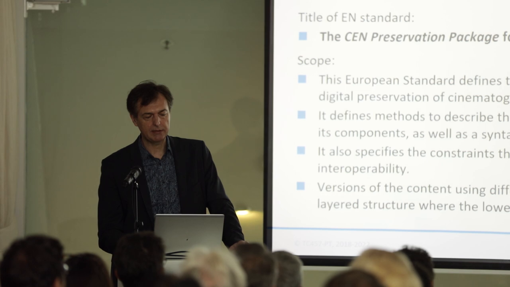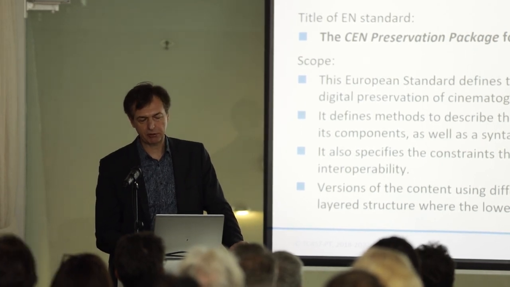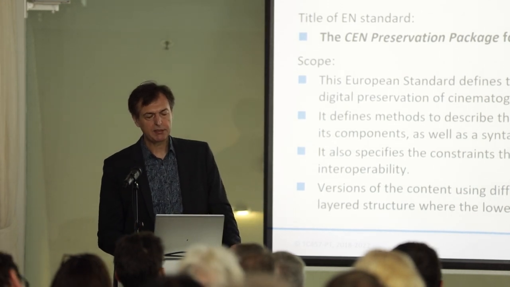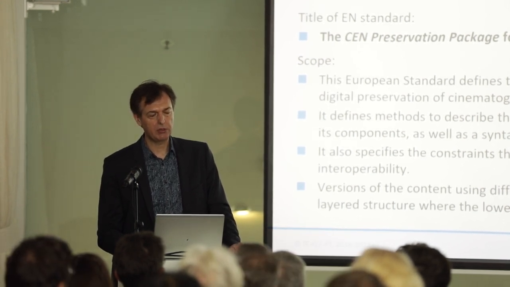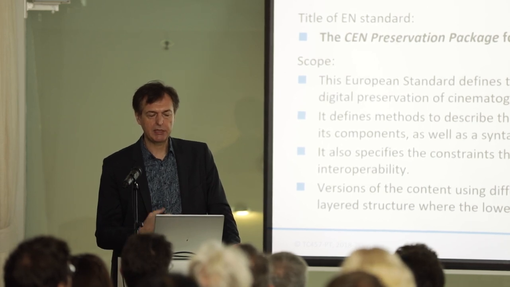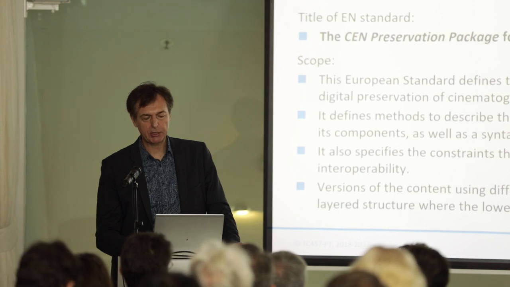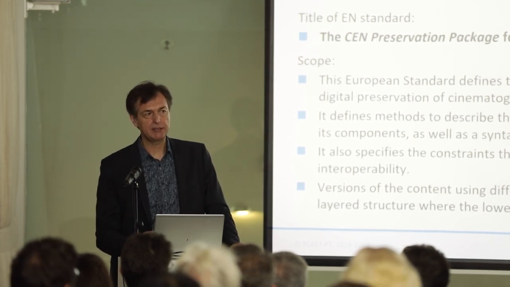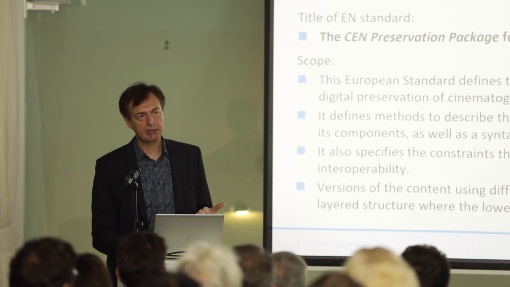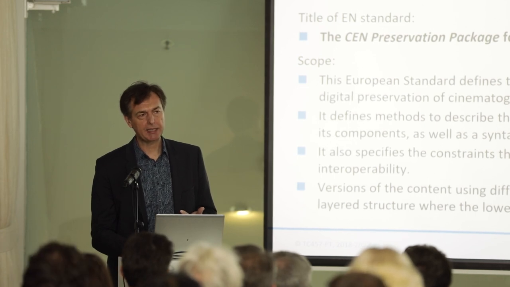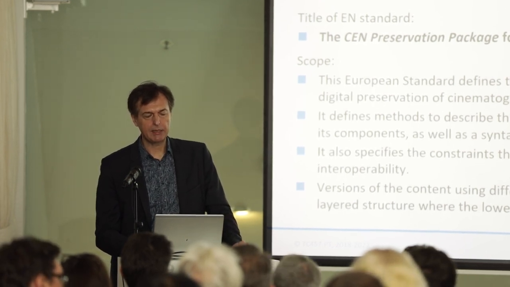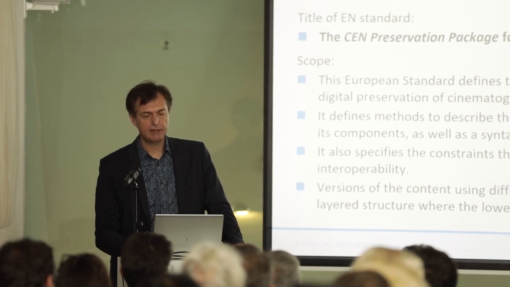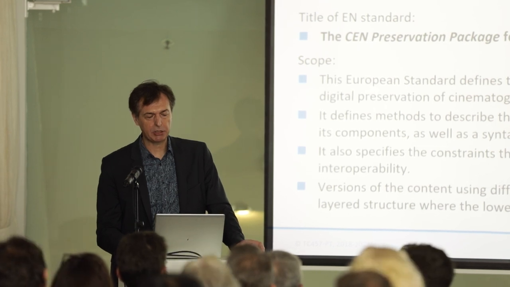The name is defined. It's called the CEN Preservation Package for Digital Preservation of Cinematographic Work. It explains a little bit the scope. That means we see that movie creation becomes more and more complicated, and we need a way to preserve all of this material at some point. So we want to define methods to describe the structure of the package and the relationship of its components. And components in this way might be image sequences, it might be componentized packages like DCP or DSM or IMF, it might be, let's say, AV video files, and all of this, of course, at the end is typically stored in the archive and has to be managed itself.